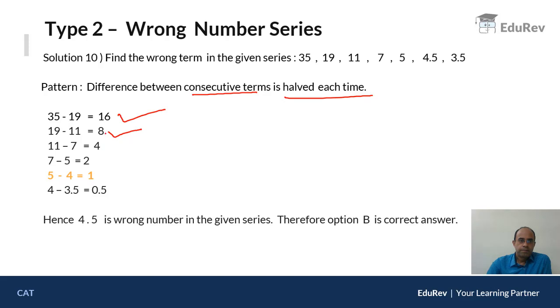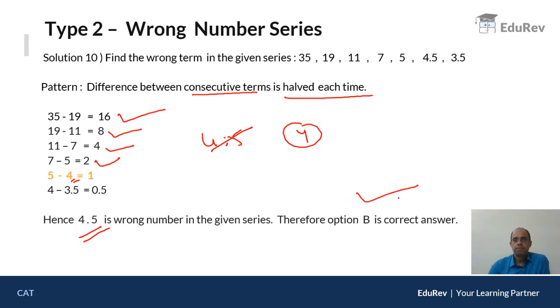Difference between 11 and 7 is 4, which is half of 8. Again, difference between 7 and 5 is 2, which is half of 4. But here the difference should have been 1. Instead of 4.5, here it should have been 4. Hence, 4.5 is the wrong number. Instead of 4.5, ideally it should have been 4, which is option B. Hence, option B is the correct answer. With this, we come to the end of type 2 type of wrong number series.